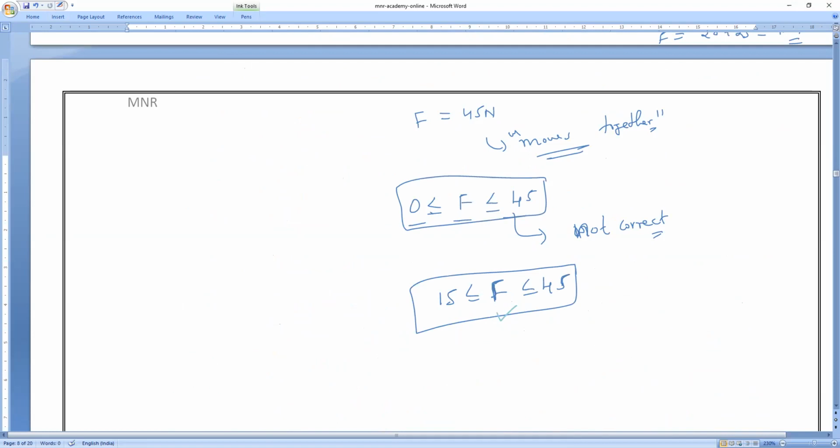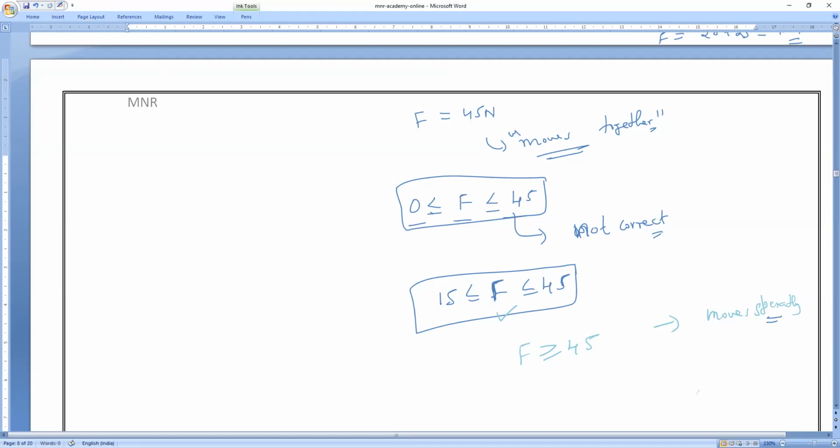Okay, guys, please respond. If F is greater than 45, what will happen? Move separately or together? Separately. So by that time there is relative motion or non-relative motion? Relative motion. The acceleration remains constant, and is it static friction or kinetic friction? Kinetic friction.